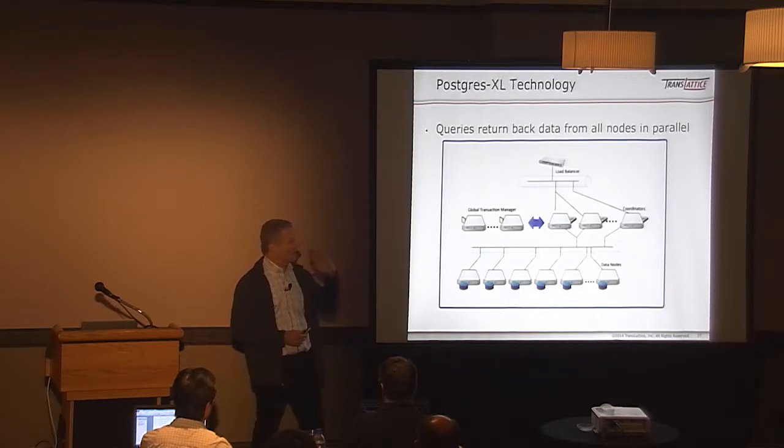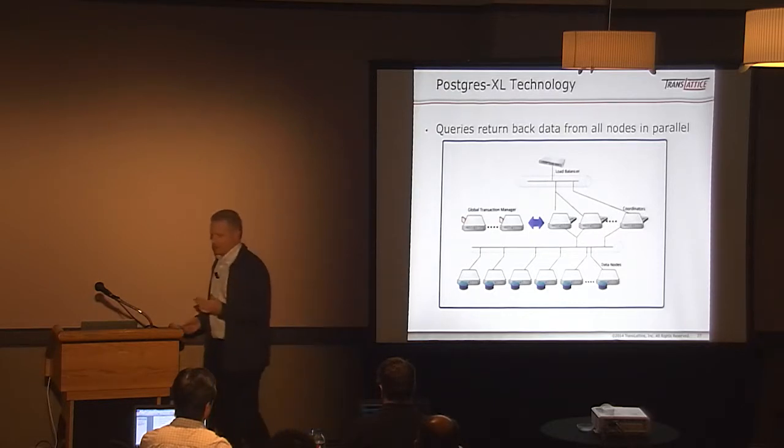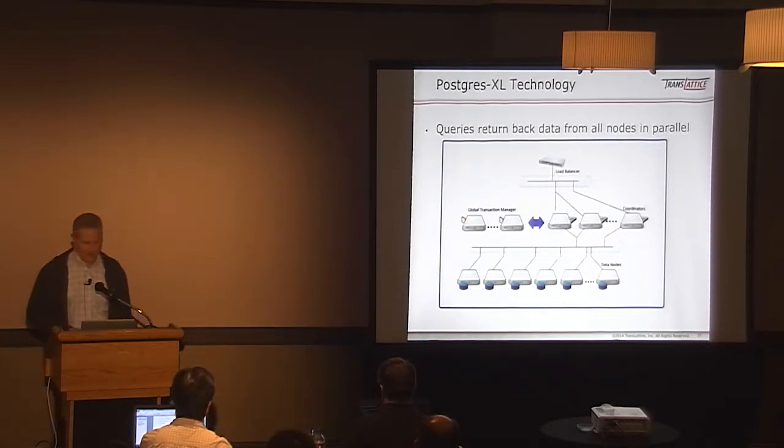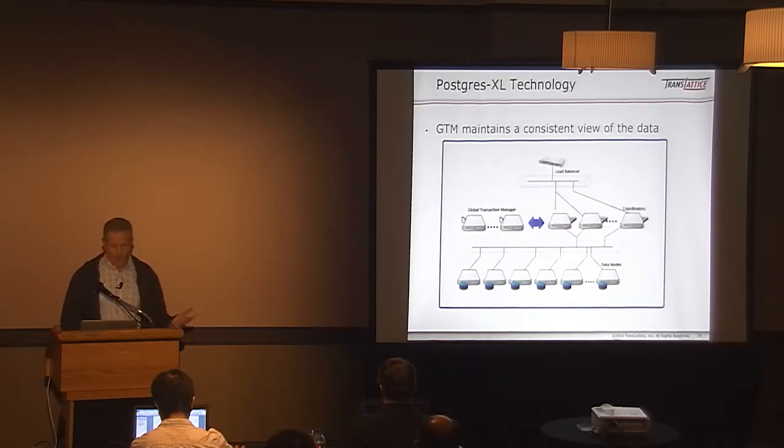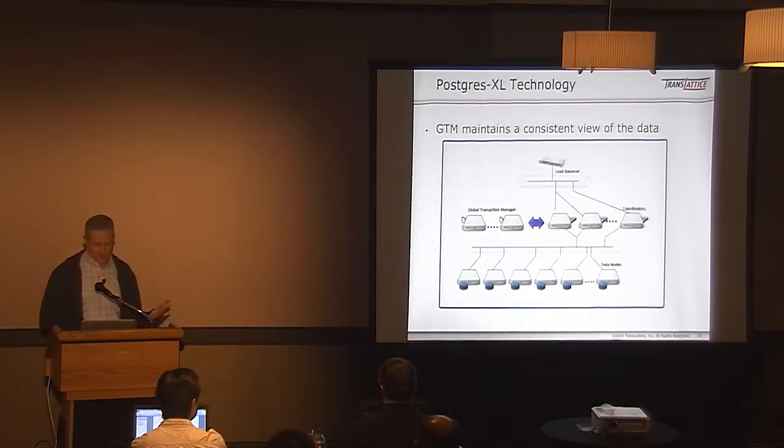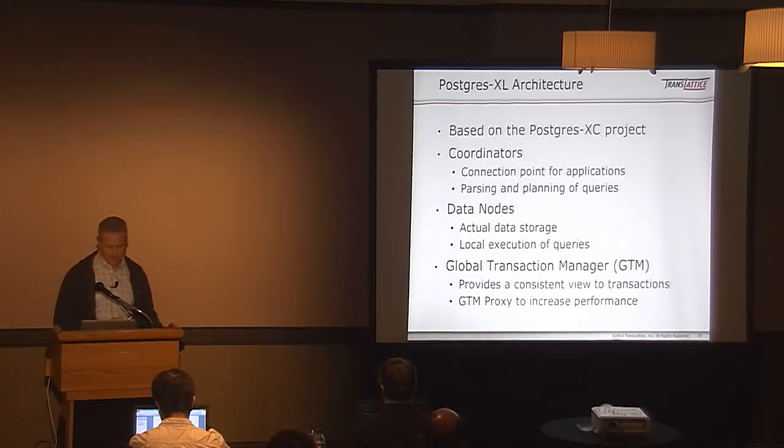If you have a lot more concurrency, you probably want more coordinators. If you don't have that much concurrency, you could have fewer. So I think it just kind of depends. Anyway, all the while, the Global Transaction Manager makes sure that you have a consistent view of the data.